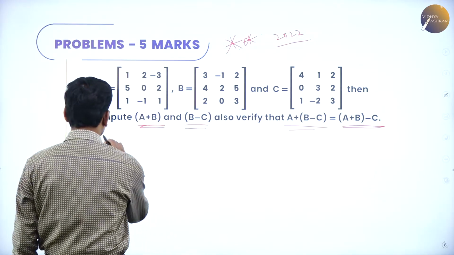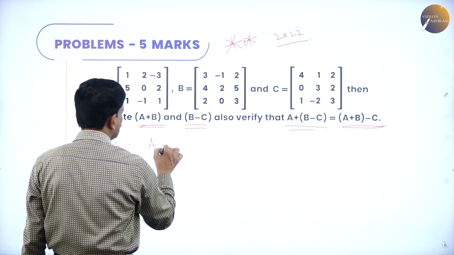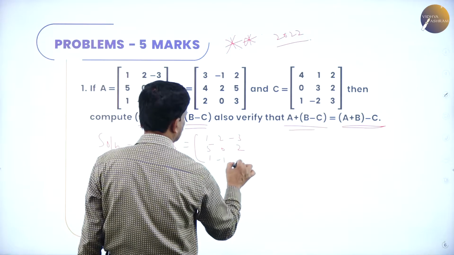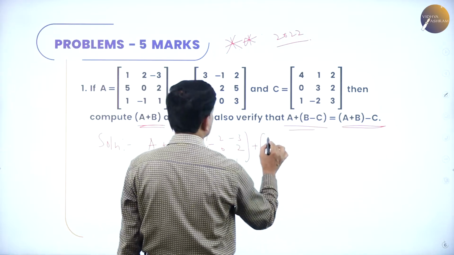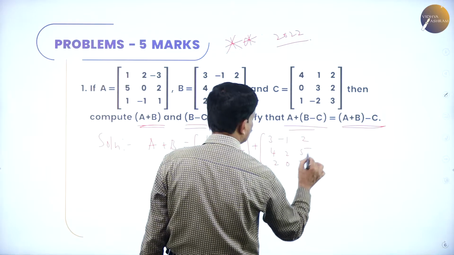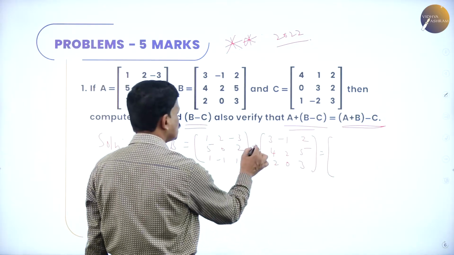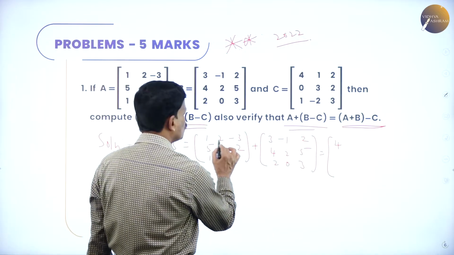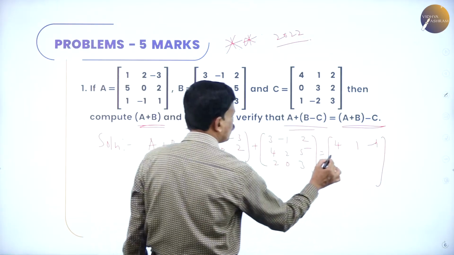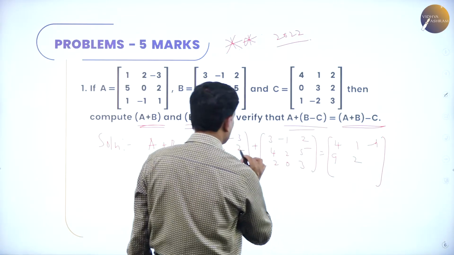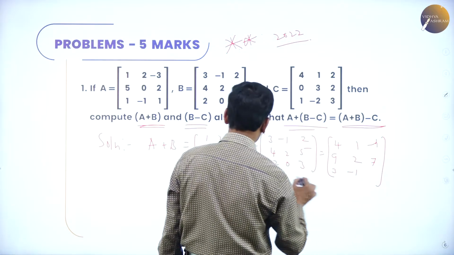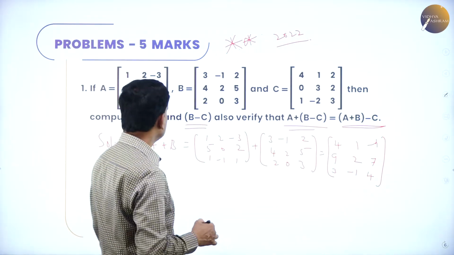So first find A plus B. Now A plus B, what is A? A is equal to 1, 2, minus 3, 5, 0, 2, 1, minus 1, 1, plus B. B is equal to 3, minus 1, 2, and 4, 2, 5, 2, 0, 3. Simplify this. This is addition: 1 plus 3 is 4, again 2 minus 1 is 1, again minus 3 plus 2 is minus 1. 5 plus 4 is 9, 0 plus 2 is 2, again 2 plus 5 is 7. 1 plus 2 is 3, again minus 1 plus 0 is minus 1, 1 plus 3 is 4. So this is A plus B.